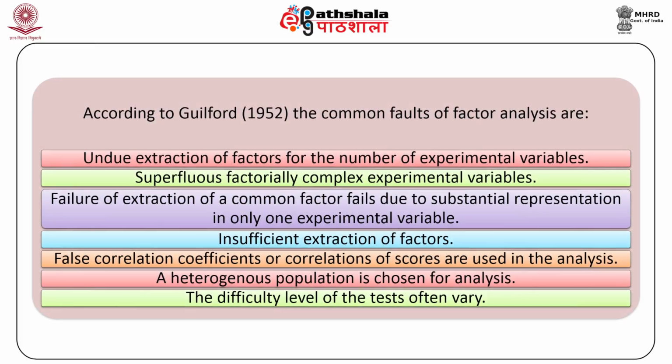According to Guilford, the common faults of factor analysis are undue extraction of factors for the number of experimental variables, superfluous factorially complex experimental variables, failure of extraction of a common factor due to substantial representation in only one experimental variable, insufficient extraction of factors, false correlation coefficients or correlations of scores used in the analysis, a heterogeneous population chosen for analysis, and the difficulty level of the tests often varying.